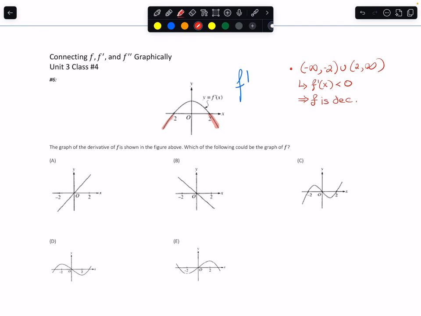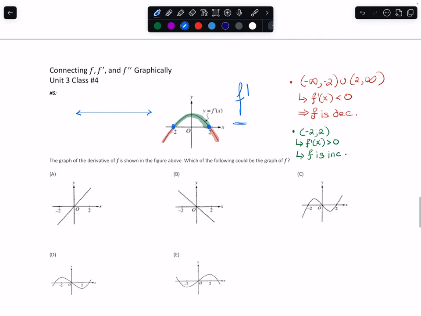In between, on the interval from -2 to 2, we can see that f prime of x is positive because it's above the x-axis. So that would tell me that f is increasing. Now, sometimes that is enough analysis, and sometimes it's not. There are a few other things I could lift out of here, right? So here and here, -2 and 2.